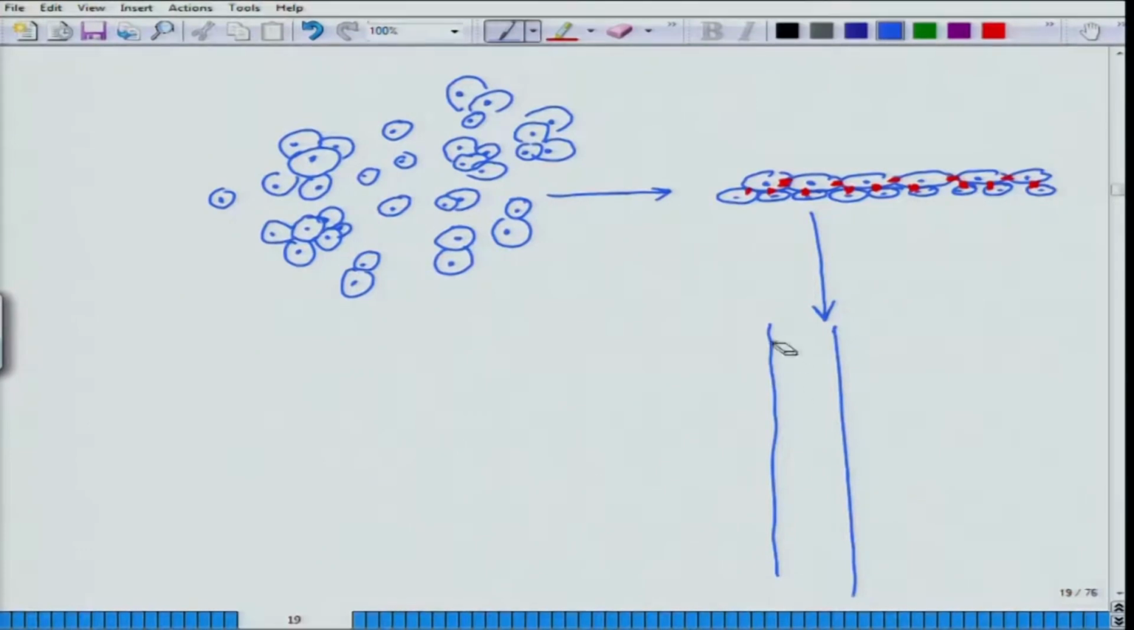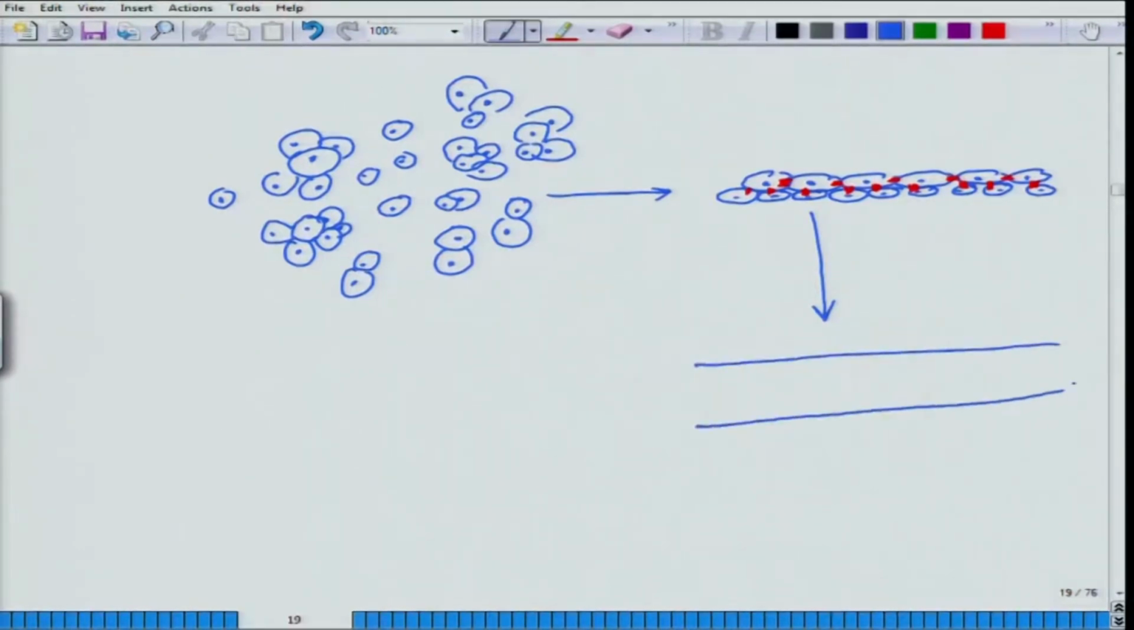or if you want me to draw it horizontally, it will be like this, a continuous structure with these nuclei. This is how a skeletal muscle is formed. Now, if you compare this, this is what I am talking about, this skeletal muscle.